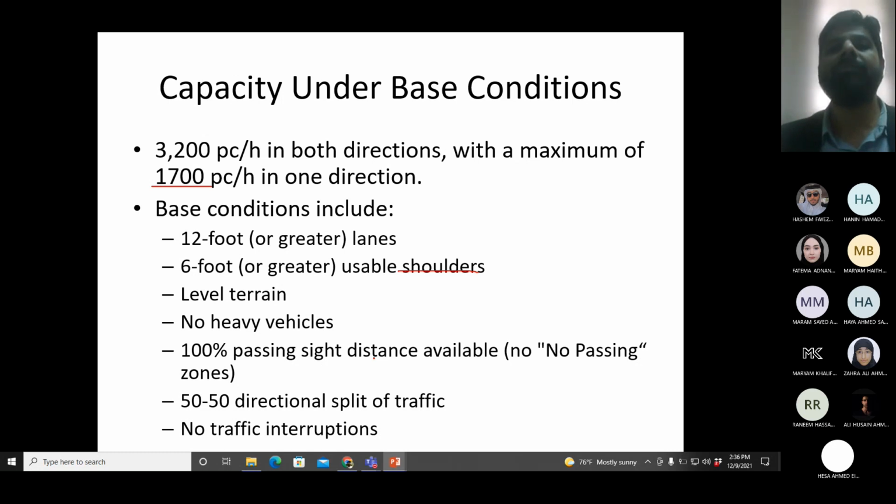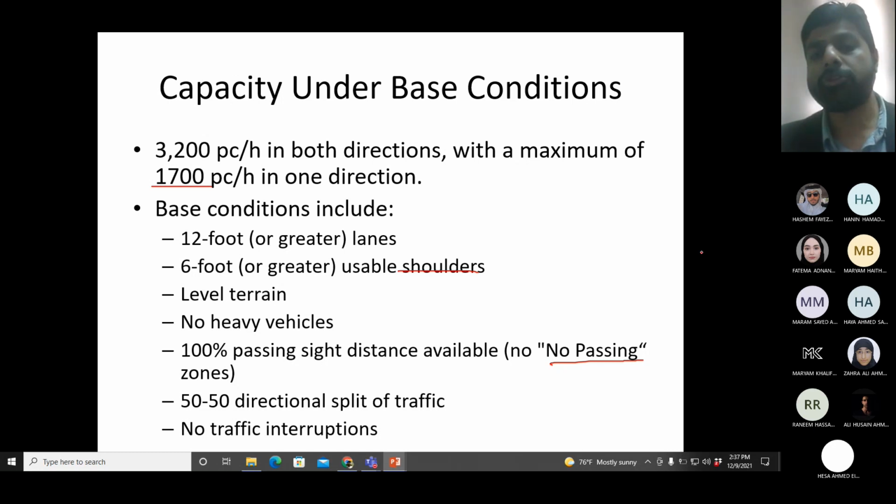Okay, so when we don't have passing sight distance available on any particular part of the highway, we make that part a no passing zone. In our case, you will see it as a solid white line between the two lanes. That means no passing allowed. You cannot go to the other side.